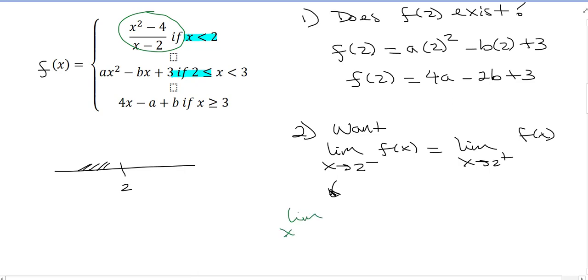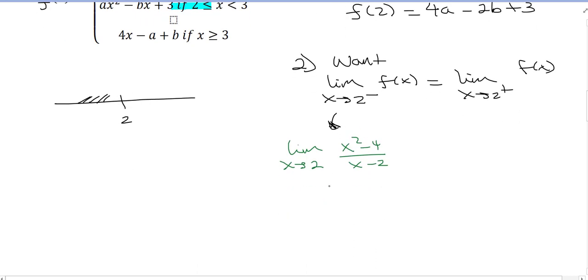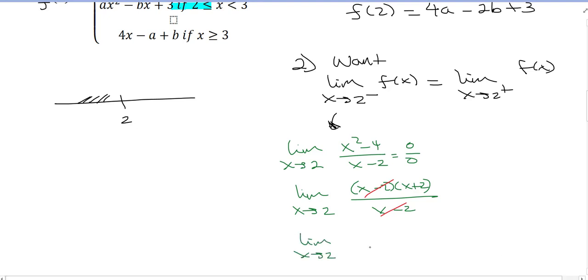This is going to be the limit as x goes to 2 of x squared minus 4 over x minus 2. We use our rules of limits to find this. Factor the numerator, because if you plug in 2, we're going to get 0 over 0, which means do some algebra. So factor, and I can cancel these, and I'm just left with the limit as x goes to 2 of x plus 2. Plug in 2, I get 4. So the limit as x goes to 2 from the left is 4.